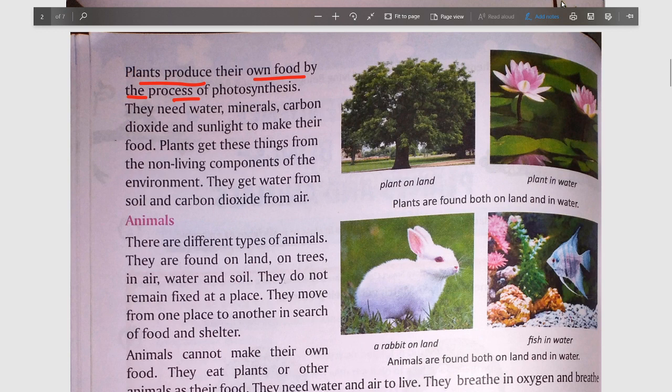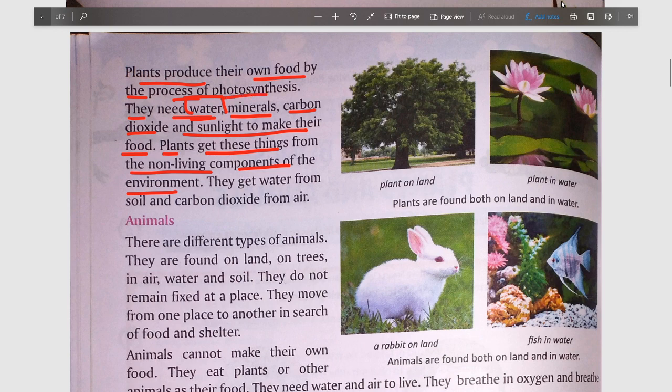photosynthesis. Photosynthesis is a simple process by which plants prepare their food with the help of carbon dioxide gas, water, and sunlight. They need water, minerals, carbon dioxide and sunlight to make their food. Plants get these things from non-living components of the environment. For example, plants need water. So from where do they get water? From the soil. So soil is a non-living component.